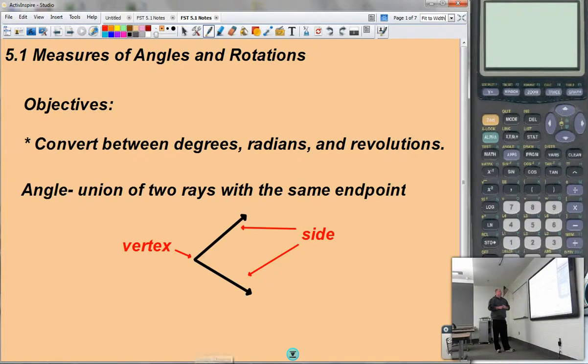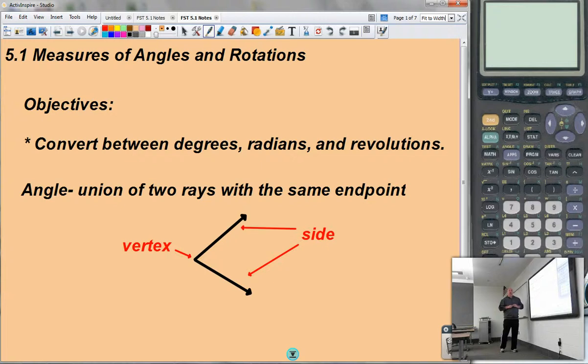Today we're going to be starting section 5.1, dealing with measures of angles and rotations. For the most part, chapter 5 is going to be reviewed. Chapter 5 is going to deal with degrees and radians, leading into trigonometry for the second half of the chapter. So before we can get on to the trigonometry, we're going to look at measures of angles and rotations.